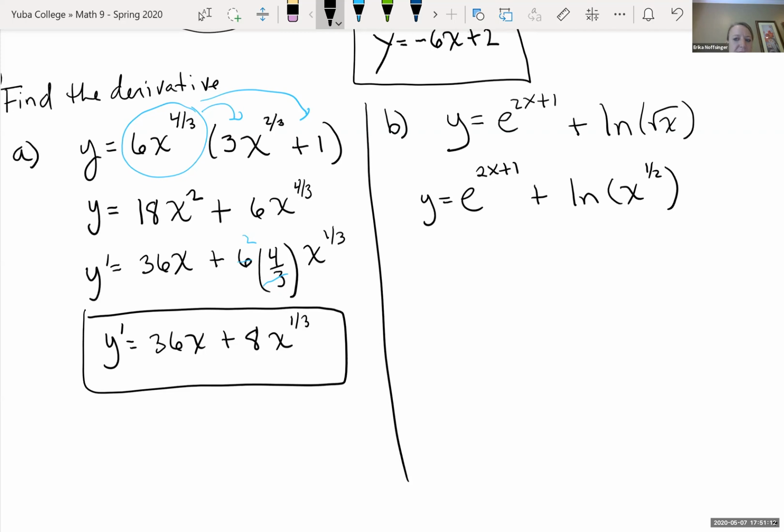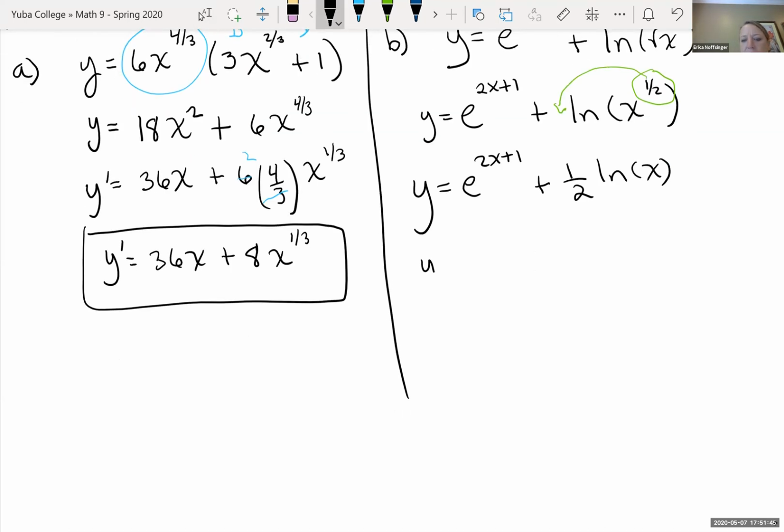So I notice that when I take the derivative right now of my natural log, I'm going to have to use the chain rule. But if I use my properties of logs, I technically could bring this 1/2, my power, down front. That's equivalent. So we have y is equal to, and it would just make it easier when I take the derivative to do that. So y is equal to e to the 2x plus 1 plus this 1/2 natural log of x. Okay, so we're now in the form that we can take the derivative.